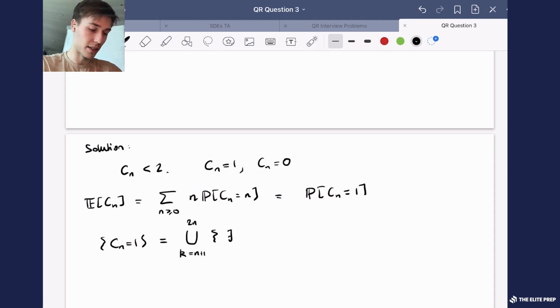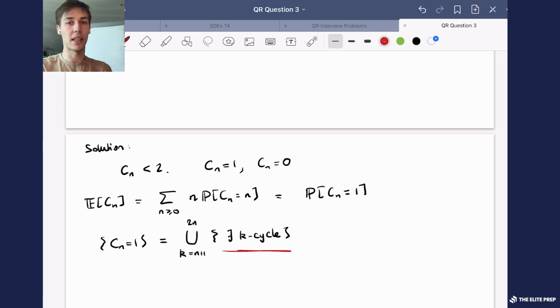So this is, there exists a k cycle. And note that these events are all disjoint, because if there's a k cycle, there can't be a k plus 1 cycle when k is greater than n. So that's what I discussed earlier with regards to if there's a cycle greater than n in length, then there cannot be another one. So this union is a union of disjoint sets.